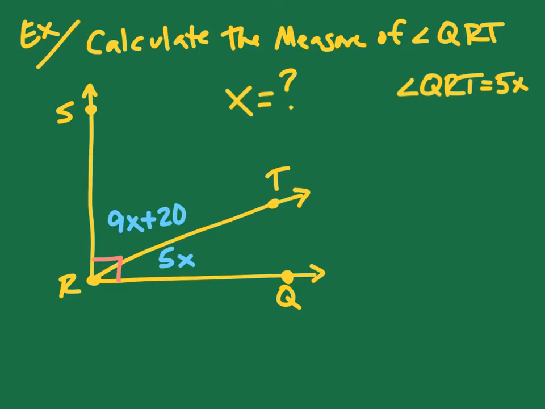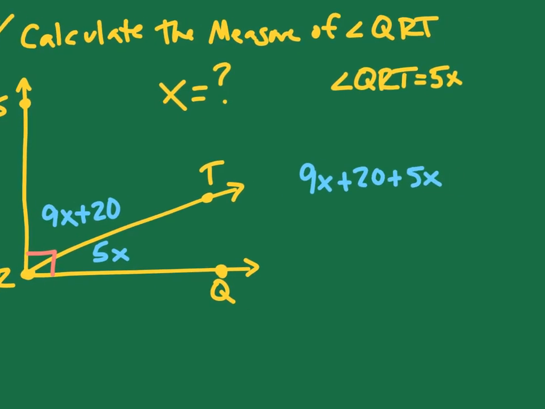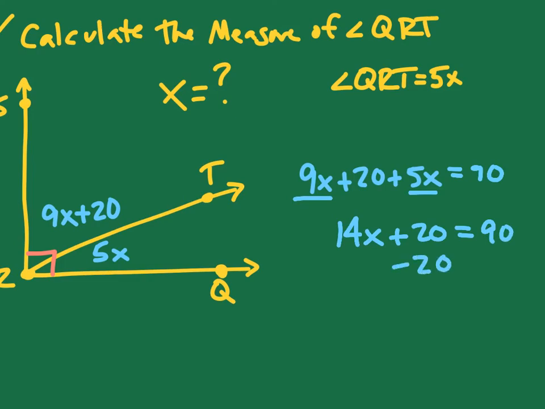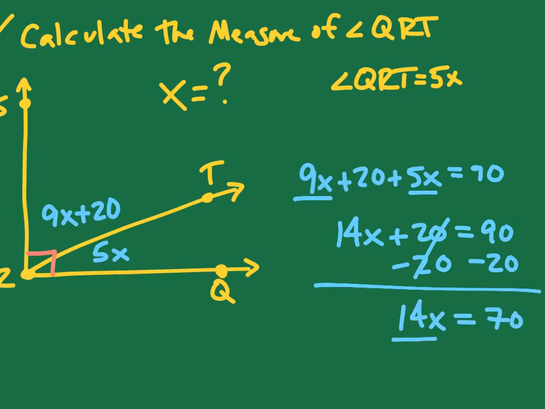So I write out 9x plus 20 plus 5x is equal to 90. And what I'm going to do is solve this equation for x. So combine like terms: 9x plus 5x gives me 14x, plus 20 is equal to 90. Now I'm going to subtract 20 from both sides, and that's going to give me that 14x is equal to 70. If I divide both sides by 14, then I get that x is equal to 5.